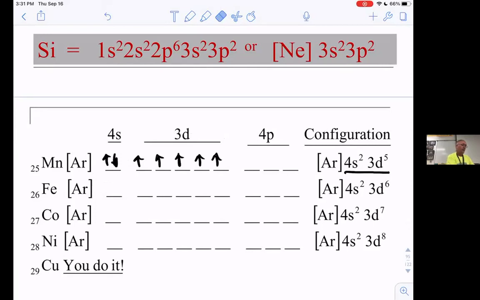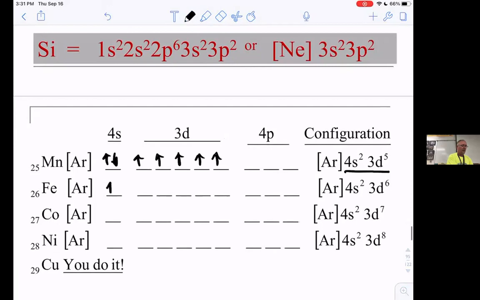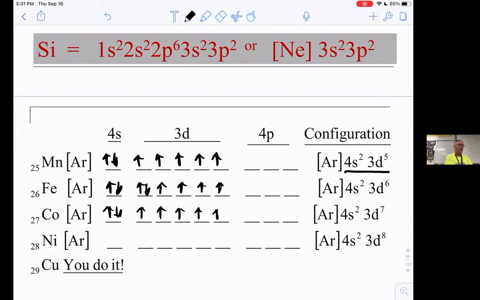On the next one, iron, iron's just one more over, so it's going to be 3d6. I would have these 2 in the 4s, and then I would assign 1 in each of these d's, and then I would go back and double that one up. Same thing with cobalt. You assign 1 in each one. Don't even double them up when you know they're going to be doubled. Just do 1 at a time and then go back and double them up.